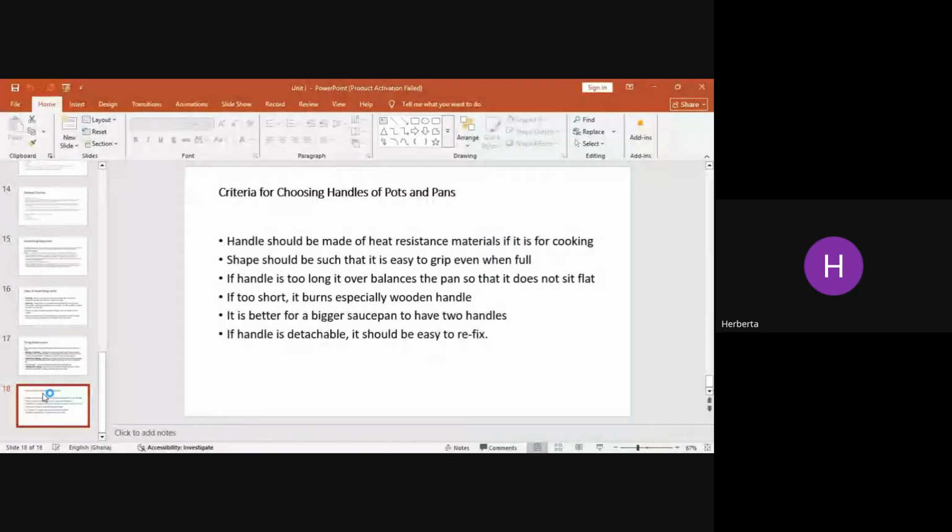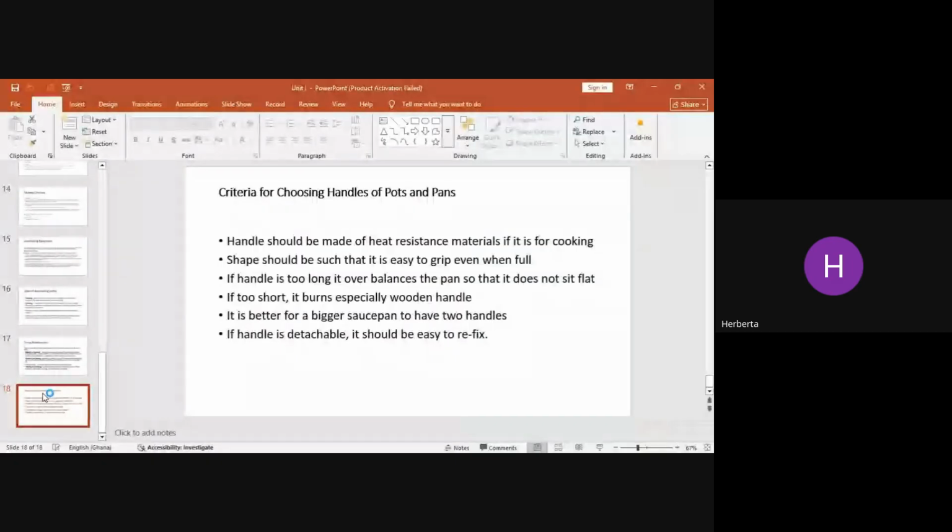The shape of the handle should be easy to grip even when the item in the pot is full. The handle of the saucepan should not be too long. If it is too long, it does not sit flat, because there will be some imbalance. It should also not be too short. If it is too short, it will get in the way of the flame and it will burn.